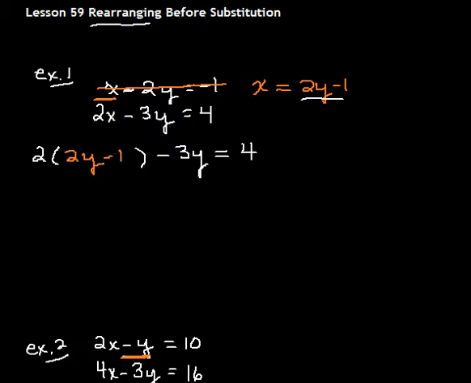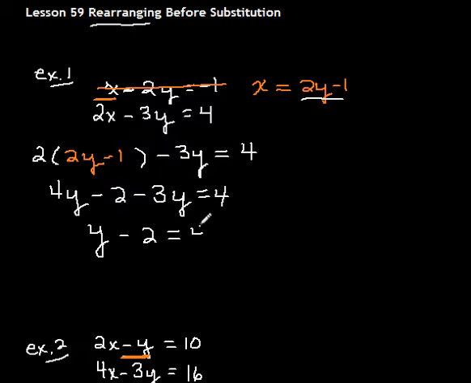And then we just simply solve. It's just one equation, one variable. So we get 4y minus 2 minus 3y equals 4. Where did I get 14 from? We're going to get y minus 2 equals 4, y equals 6. That's just one of the variables. We have to go get the other one.